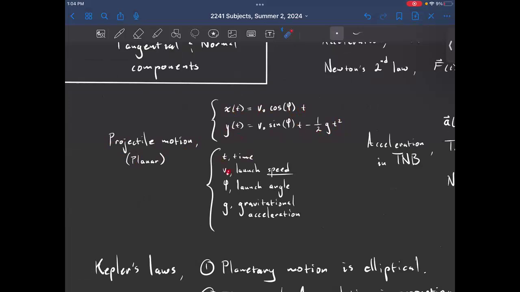So t is time, v0 is the launch speed, not velocity. So this is just a scalar. Phi is the launch angle. So if you launch something at an angle of phi with the ground like this, then phi is that angle. And then g is the gravitational acceleration. So this is the acceleration for us at the surface of the Earth. In most applications, g equals 9.8 meters per second squared. Of course, if you're looking at projectile motion on the moon or on Mars, then this might change.